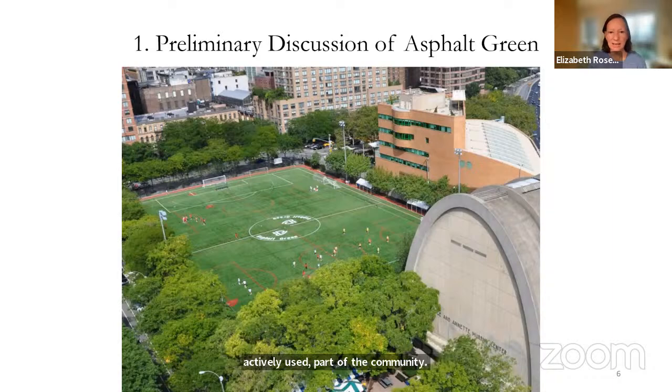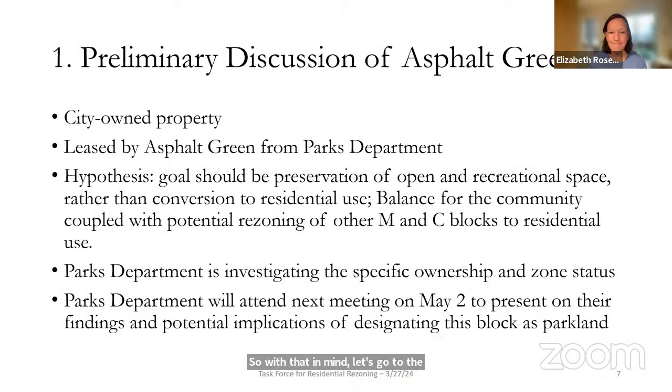So with that in mind, let's go to the next slide. There are a couple of things that we know. One is that it is a city-owned piece of property. It is leased by Asphalt Green from the Parks Department. However, it does not show up on the zoning maps as parkland. And so that is a question and a concern.